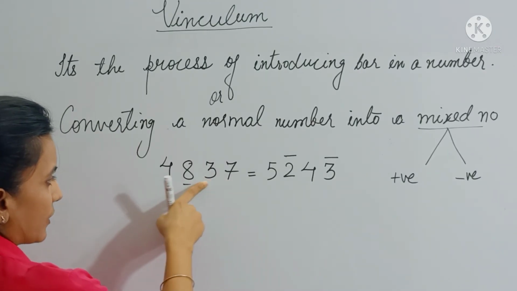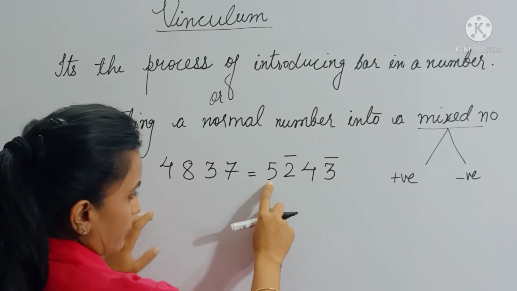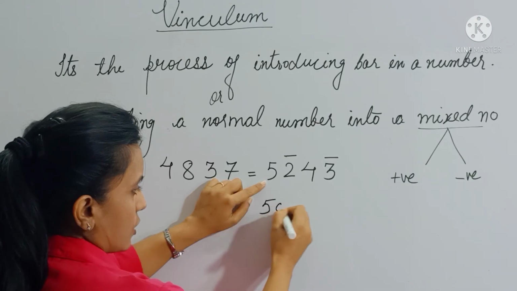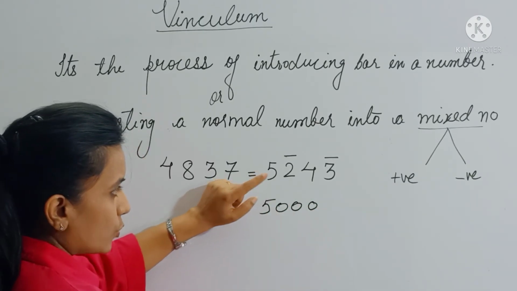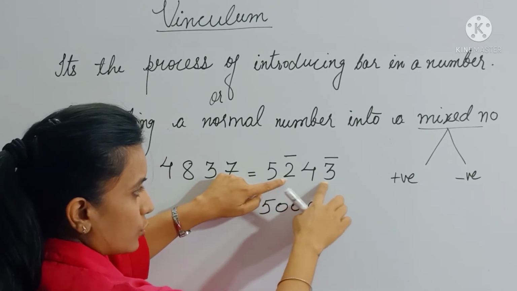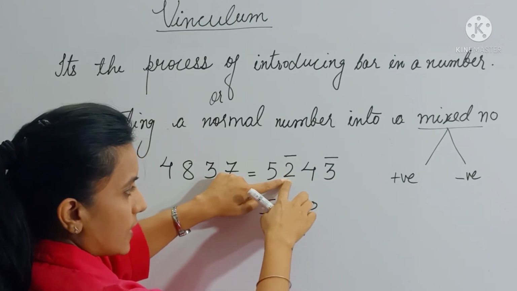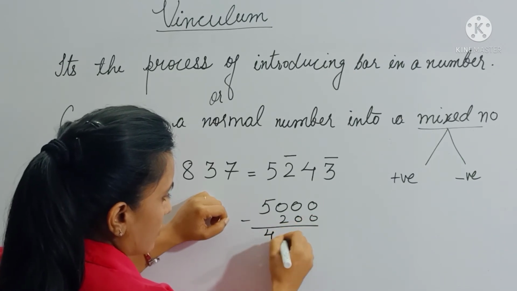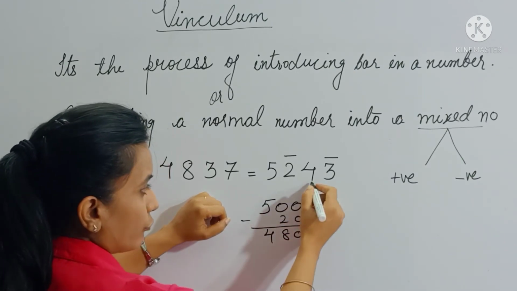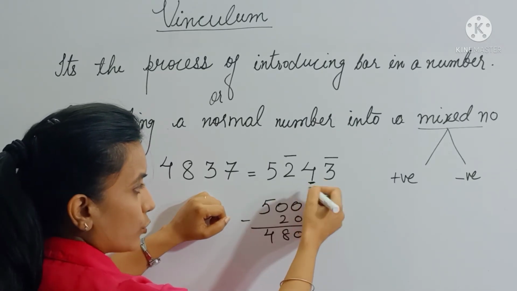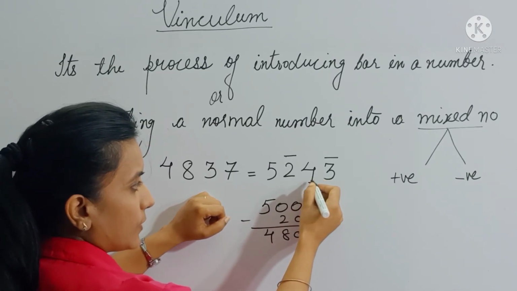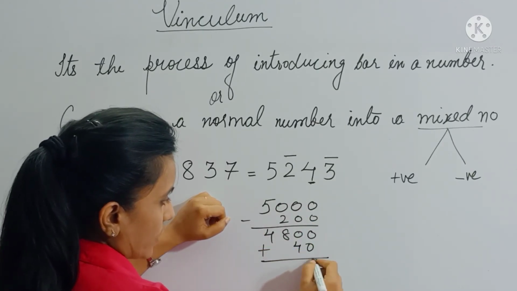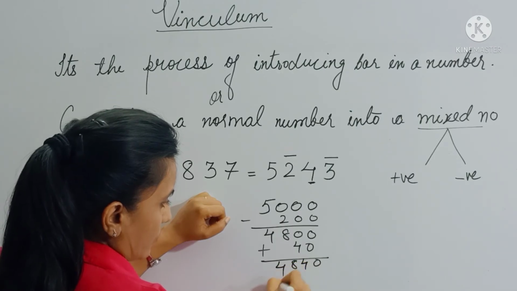Now if I want to verify my answer, what is the place value of 5? It is 5,000, right? So from 5,000 you will subtract what? 200. Okay, because the place value of 2 is 100. So 5,000 minus 200 will give you 4,800, right? Now 4 is a positive number, right? So now you have to add 40 because the place value of 4 is 10. So in this you have to add 40. So you will get 4,840, right?